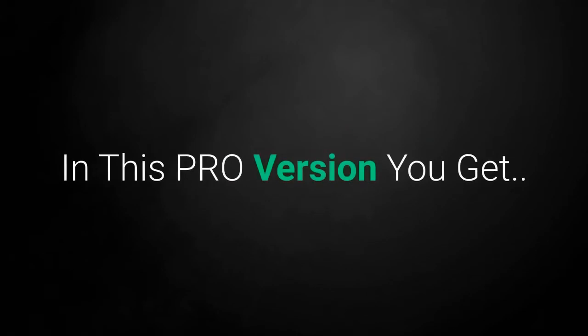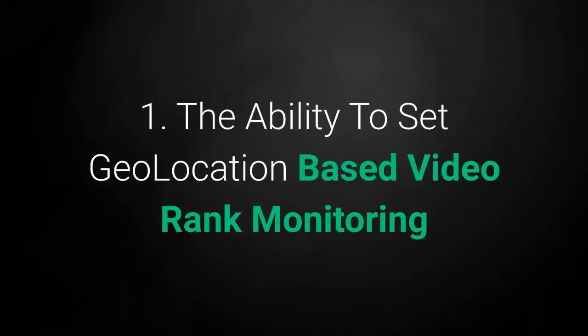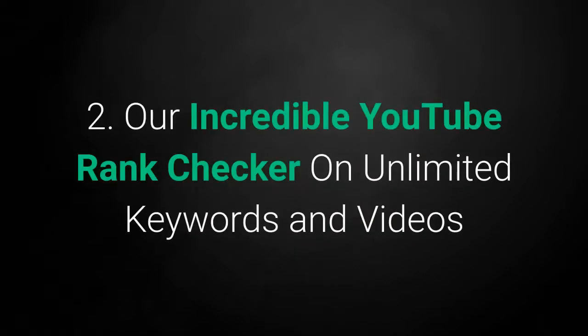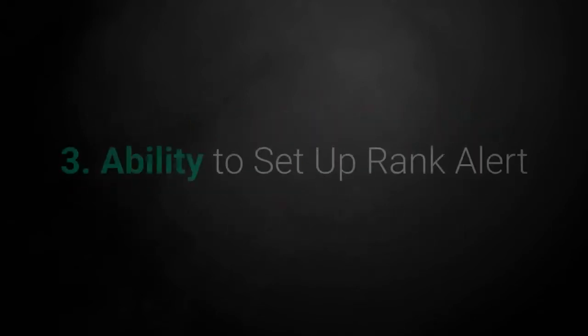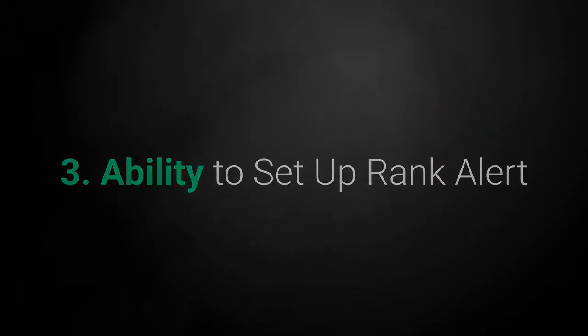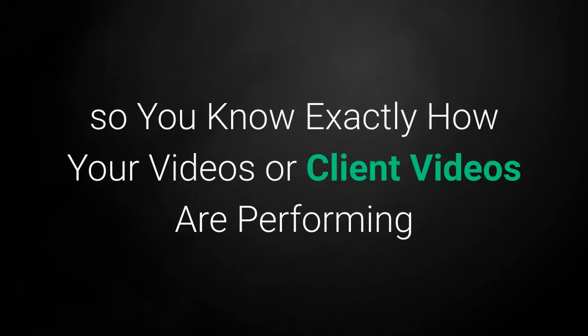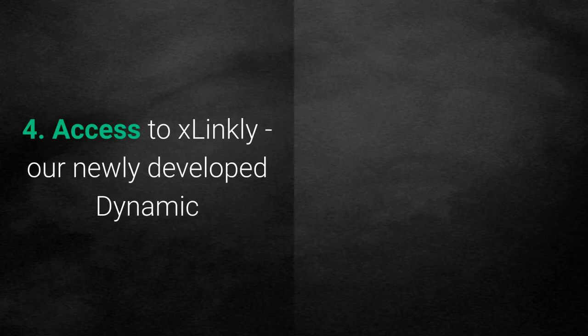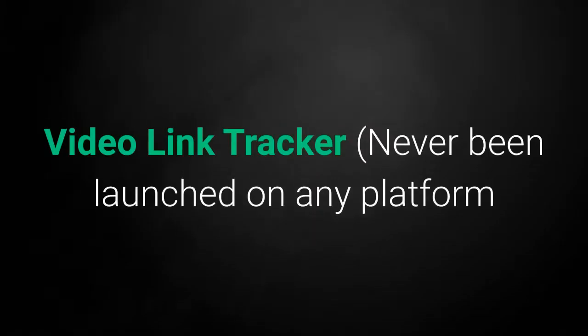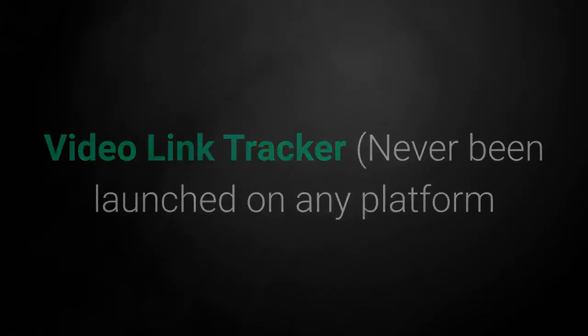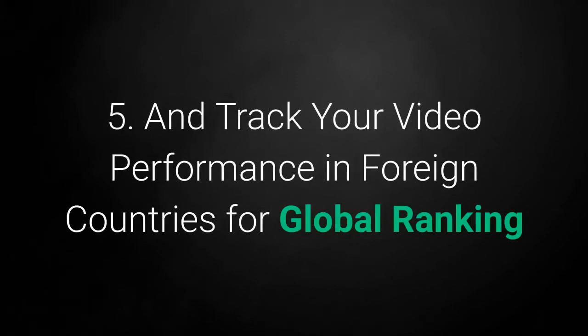In this Pro version you get: 1. The ability to set geolocation-based video rank monitoring. 2. Our incredible YouTube rank checker on unlimited keywords and videos. 3. Ability to set up rank alerts so you know exactly how your videos or client videos are performing. 4. Access to xLinkly, our newly developed dynamic video link tracker, never been launched on any platform, so you will be the first to own this tool. 5. And track your video performance in foreign countries for global ranking.